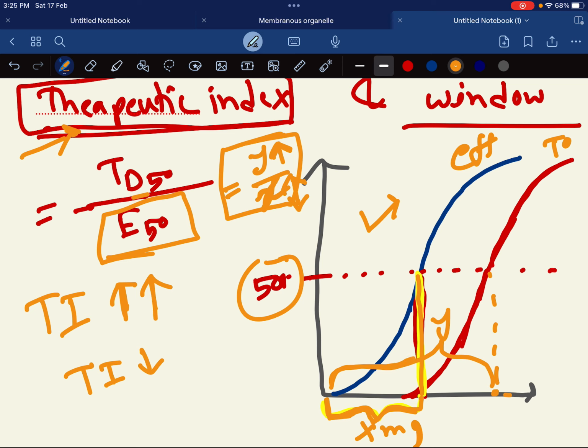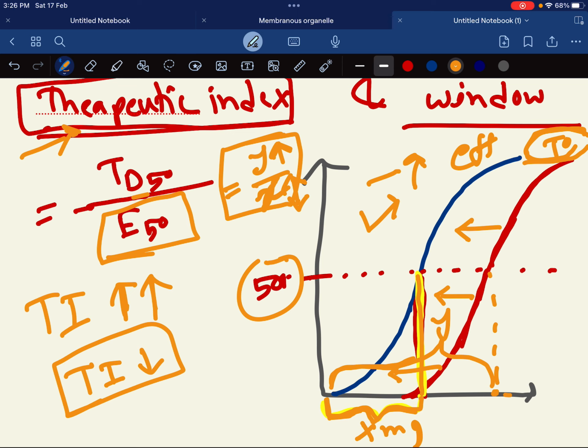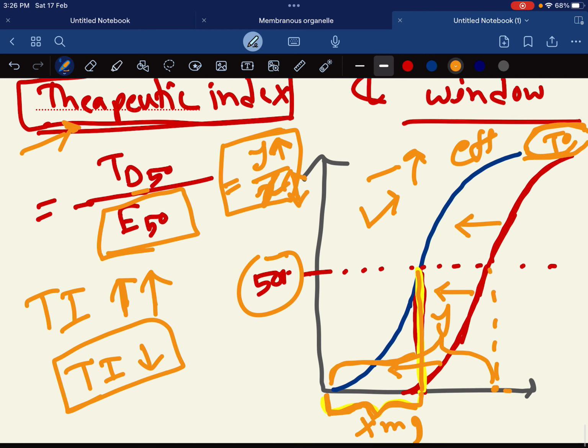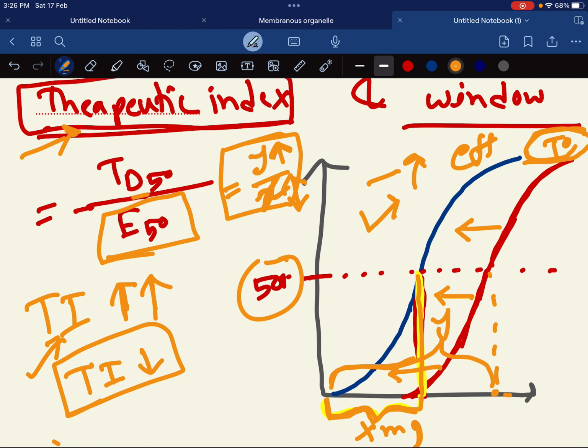That means these two curves will come closer. In such a case, there is only a very little difference between effective dose and toxic dose. When you increase the dose a little, it will cause toxicity. So drugs having a low therapeutic index are less prescribed and should be prescribed with care. So that was the indication of therapeutic index.